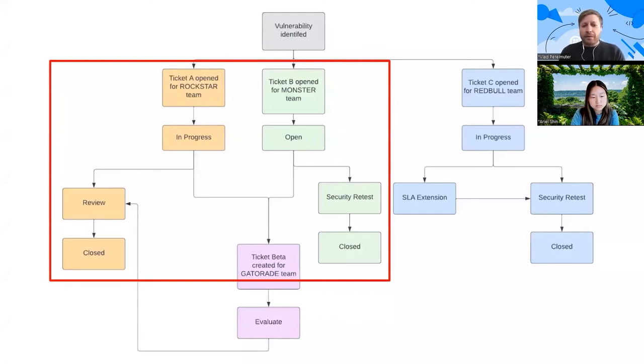Let's take a look at what could possibly happen. Speaking of multiple teams, we have Team Rockstar, Team Monster, and Team Red Bull. We also have Team Gatorade. We'll get to that in a moment. But as you can clearly see, Team Rockstar and Team Monster have basically the same exact ticket flow, except they have their own different ticket types, which means they could have different SLAs, which means they can have different acceptance criteria, and so on. This could be really challenging as a developer to have to remember which ticket came from where and who to contact.